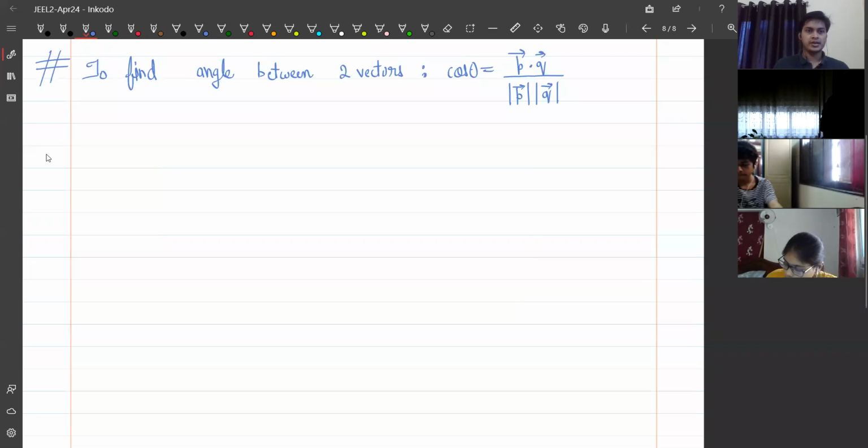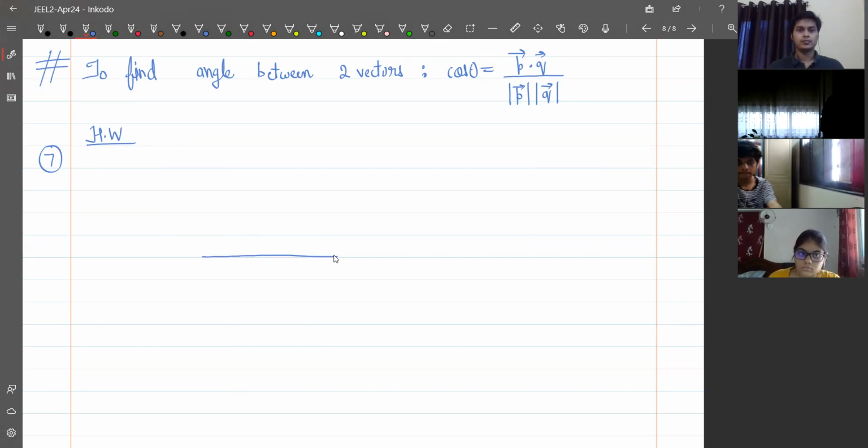So last time we gave question number 7, homework 1. It was like this: 3 vectors, and the magnitude was 10 and the angle between them was 120 degrees.